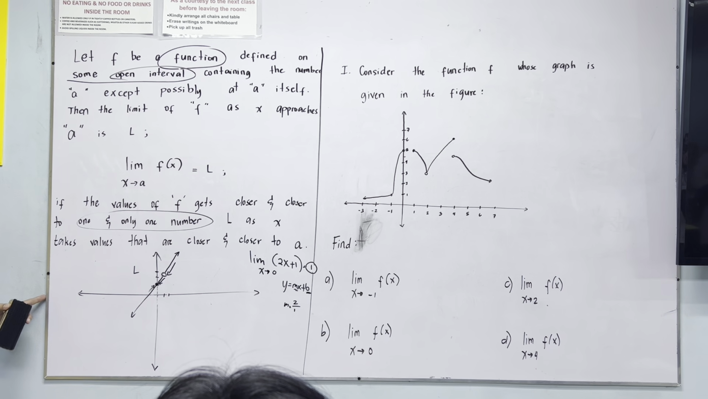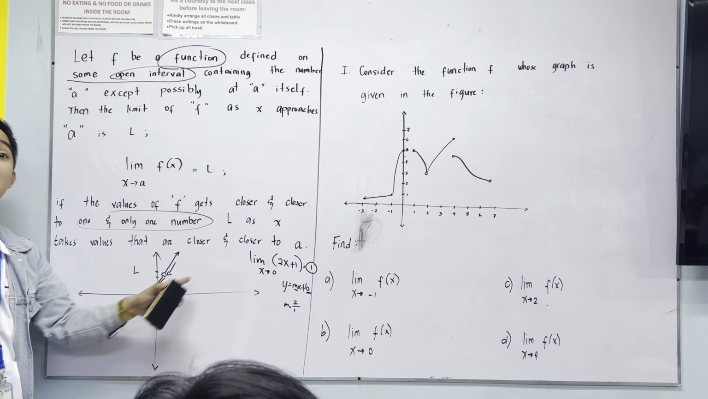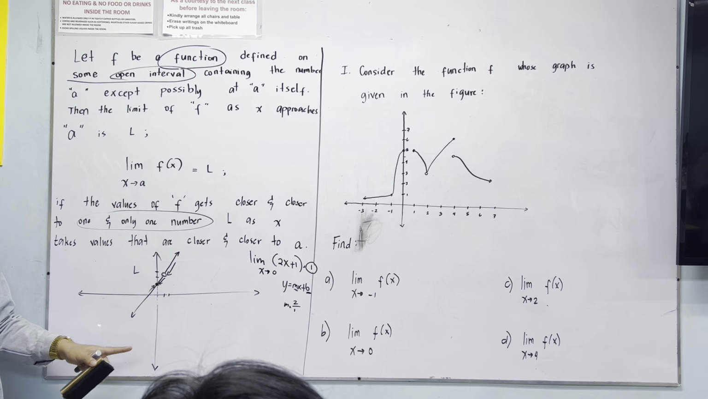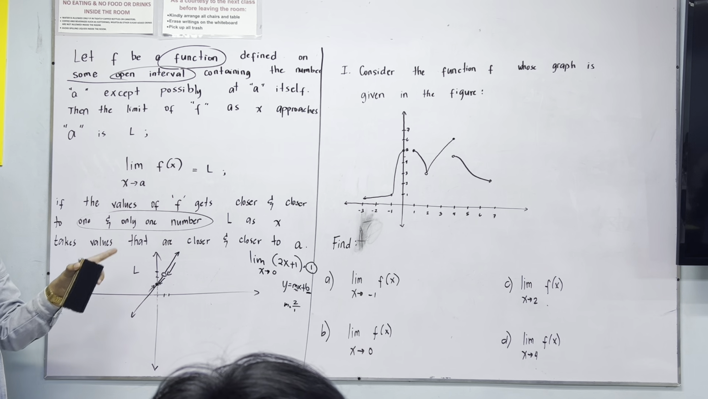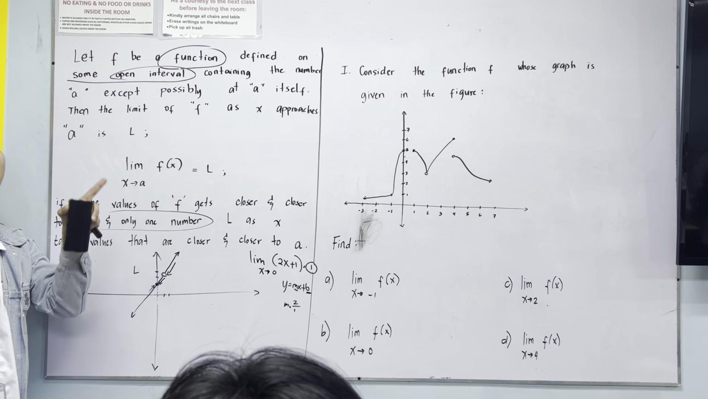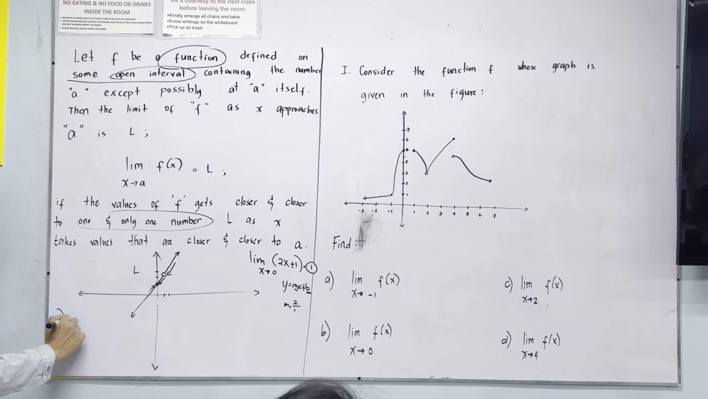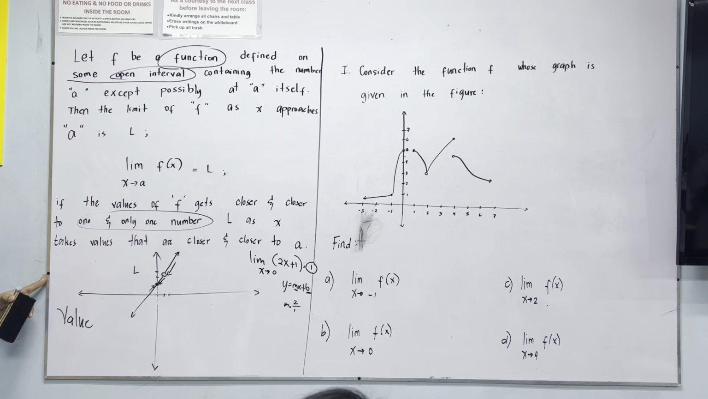Now, nagkataon minsan na nagiging shaded ito. Shaded part siya. Paano natin kukunin yung limit nito? Same case pa din. Nagkataon lang siya na nagiging shaded na minsan yung limit ng function natin, siya din yung value ng function natin. Okay? Paano ba tayo kumukuha ng value ng function?